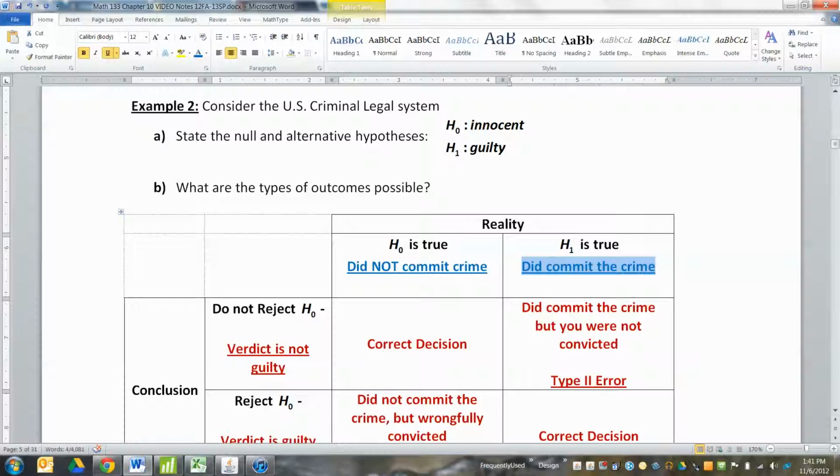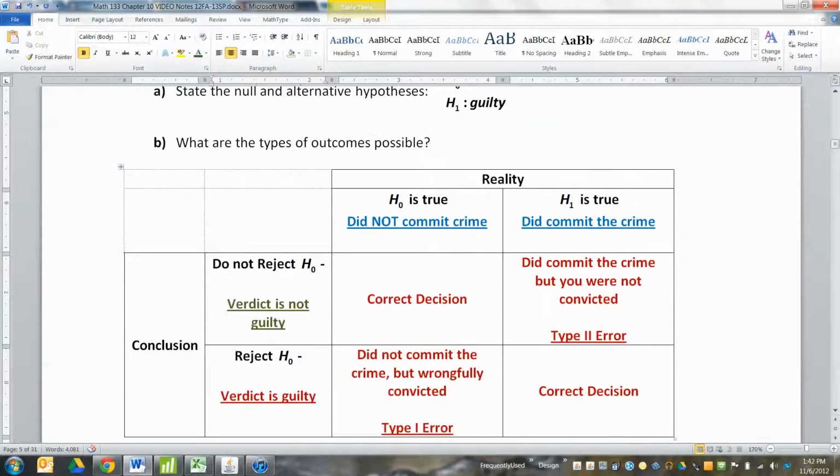Now, the jury can reach one of two verdicts. They can reject the null hypothesis. They can reject that claim of innocence that you have going on, and they can say, hey, the verdict is guilty. That's down here, the rejection of your innocence. Or they can say, excuse me, I believe you that you are innocent and the verdict is not guilty.